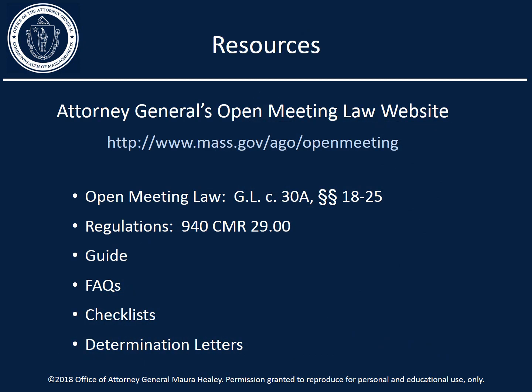There are a number of resources available to help you understand and comply with the open meeting law. We encourage you to visit the Attorney General's website, www.mass.gov/AGO/open-meeting. There you will find the text of the open meeting law, the Attorney General's regulations, and the Open Meeting Law Guide. We have also posted answers to frequently asked questions, which are periodically updated and supplemented. The website also includes a searchable database of every open meeting law determination issued by the Division of Open Government and checklists on topics including minutes, notices, and executive session procedures.